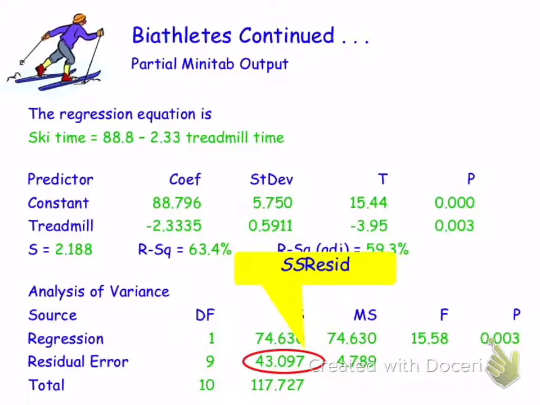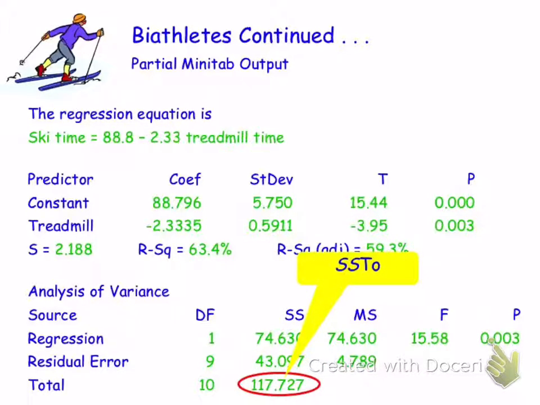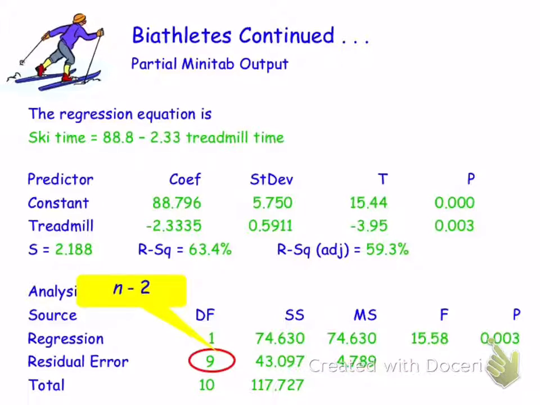This is the SS resid, this 43.097. We never use that, so you can label it, but we don't do any formulas with that. So just there to label. And that you don't need to know. So those numbers, nothing down here do you need to know except your degrees of freedom. It's the middle number, this 9.